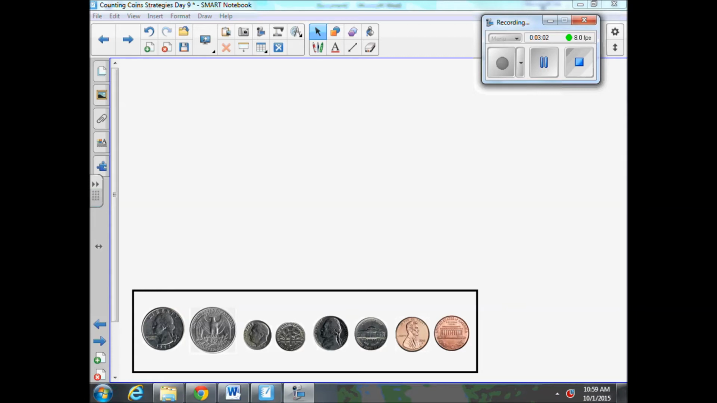You need to be practicing that at home with your parents. Please make sure you're practicing counting quarters. Make sure you're practicing counting by fives, counting by tens, counting by 25s to $1. That is important, okay? Make sure you're practicing that at home.